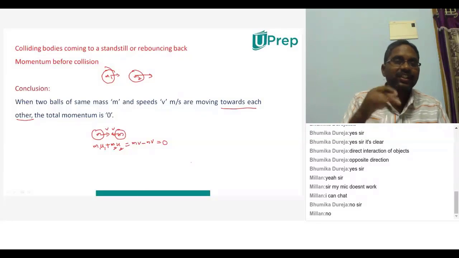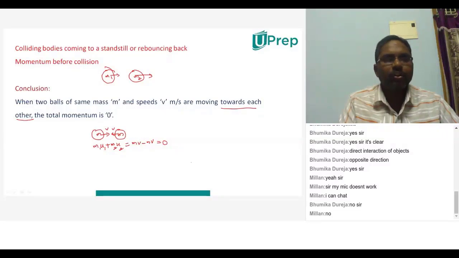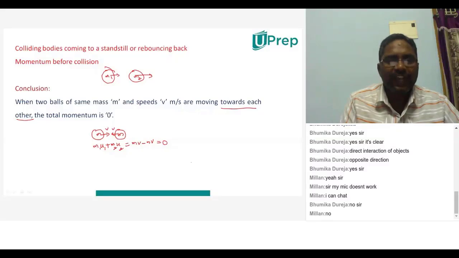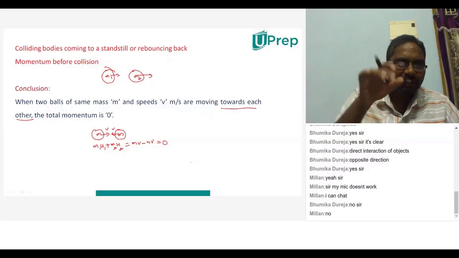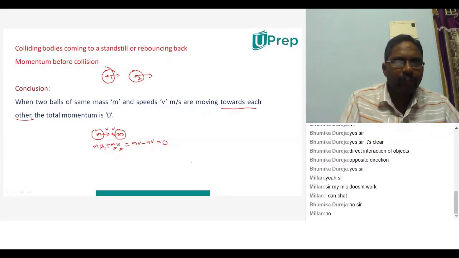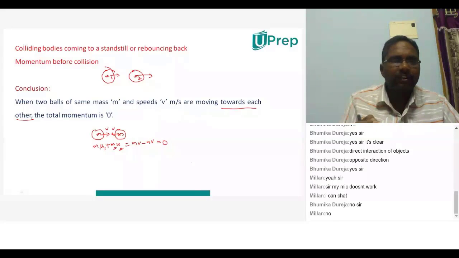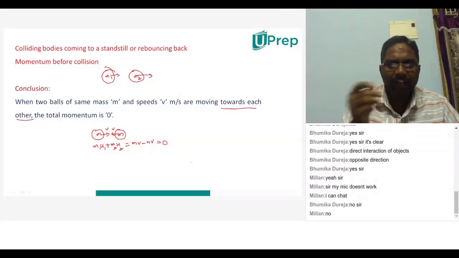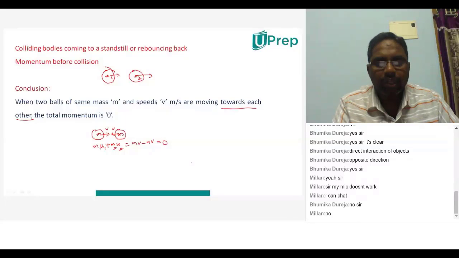And see here, what we are discussing is whether colliding bodies come to a standstill or rebound back. For that, we are learning all this. Colliding bodies must come to a standstill, that means they have to stop there. And rebounding back means they are moving away from each other. So then, will the law of conservation of momentum be valid or not? That's what we are going to test here. And in that test, we got the initial linear momentum of the system as zero. So this is what you have to understand in this case.